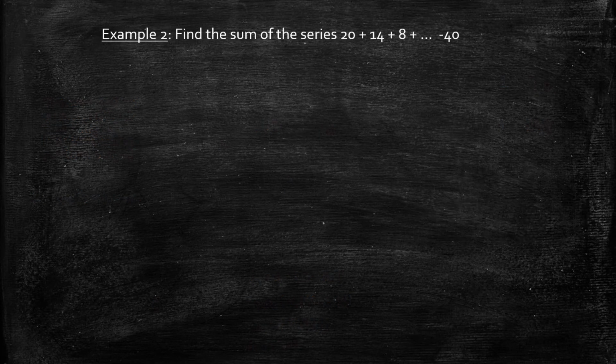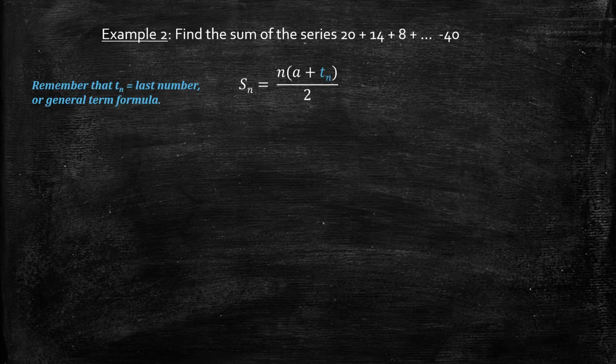Example 2. I think this is on the back of your sheet. Find the sum of this series. So is it arithmetic? Yes, it is. So we know we can use the sum formula. Remember that Tn is the last number or the general term formula, so Tn means two things. In this case, we're going to sub in the last number for Tn. We don't know how many terms there are.